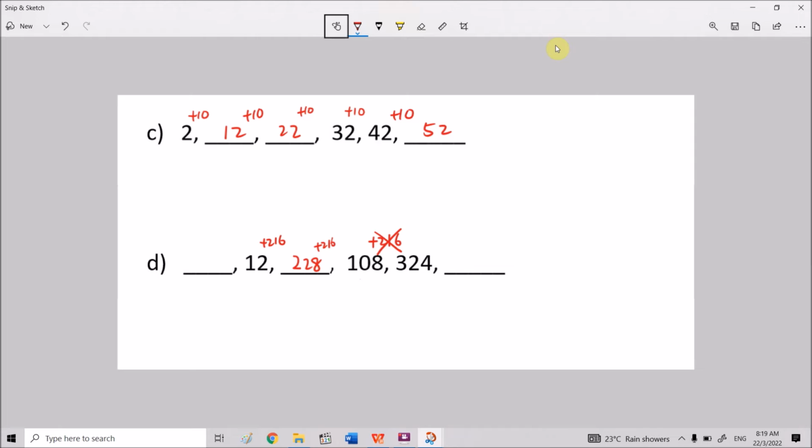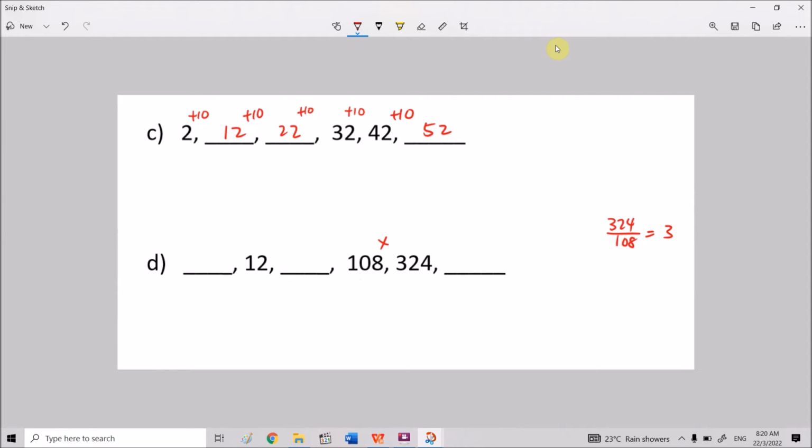But we already know that this is a sequence, so it must follow a certain pattern. So if we cannot use addition, we need to use multiplication. So 108 times what? You get 324. Sometimes it's easy for us to see the values, sometimes it's not. The easiest way is you take 324, you divide by 108. Okay, you get 3.